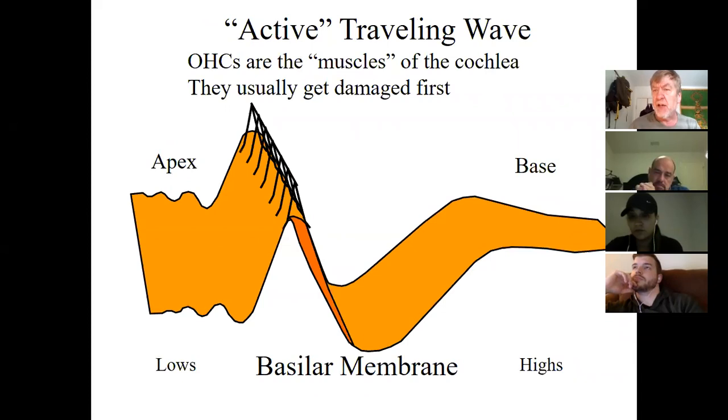This person here has healthy outer hair cells. They're amplifying, number one, and sharpening the peak of the traveling wave. So all of his traveling waves have sharp peaks, regardless of whether the traveling waves are here, here, here, or here. It doesn't matter. They're all sharpened.